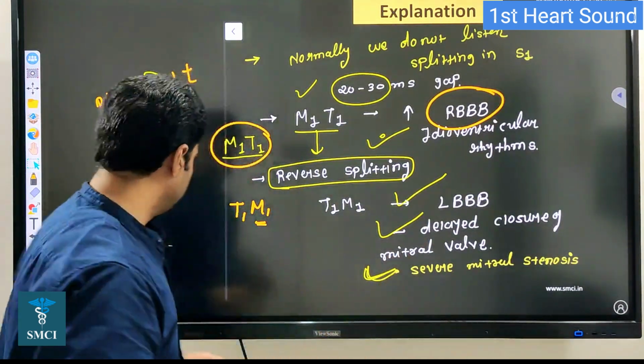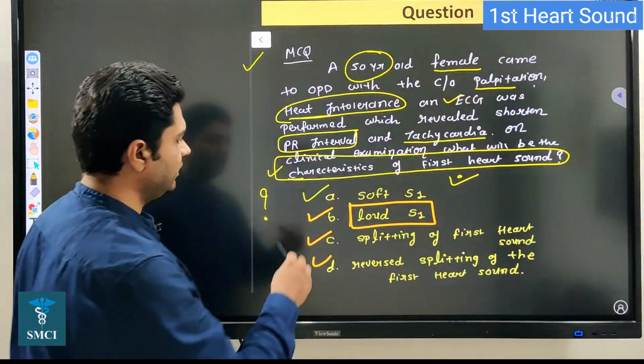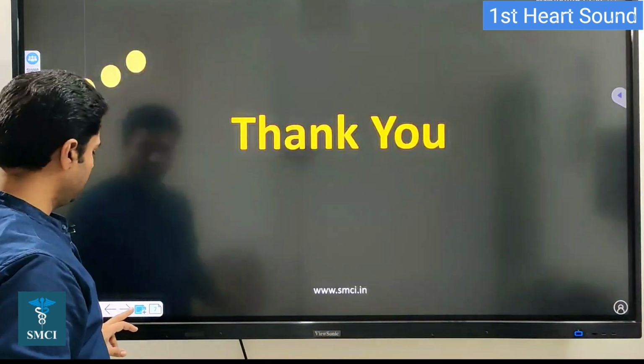So these are the things, and you all have got the answer. What was the answer in this condition? There is a loud S1, right? So that's all about today's MCQ.